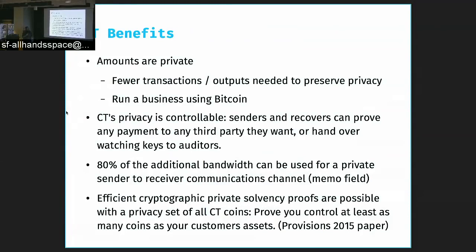Now, on this privacy that CT provides, it's controllable by the user. So the sender obviously knows what he sent. The receiver obviously knows what he received. But additionally, either the sender or the receiver can show to any third party all the details of the transaction. So I can prove to you, hey, here was this payment, I was paid, here's the amount. I can publish it to the world. Here's a particular payment, here's its amount. So my ability to prove a payment is not reduced by CT.